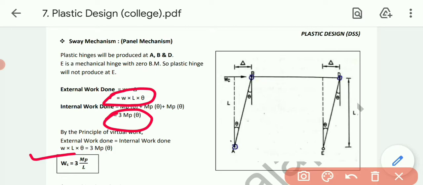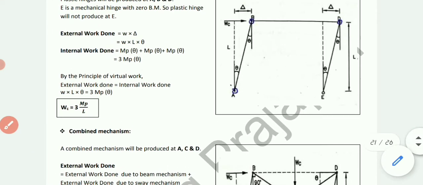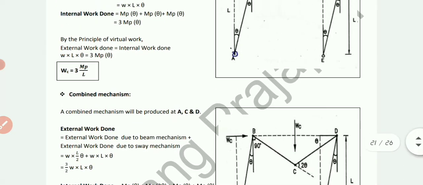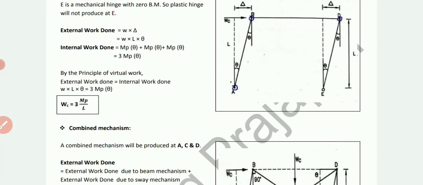External equals internal: WL theta equals 3M_p theta, sorry, 3M_p theta. Theta will be cancelled. So W_c equals 3M_p divided by L, that is the sway mechanism. Clear? Now as we have solved both beam and sway, ultimately we need to do the combined mechanism.